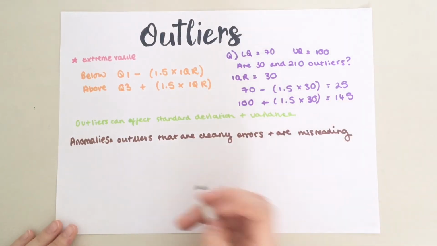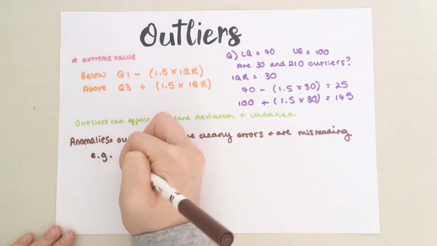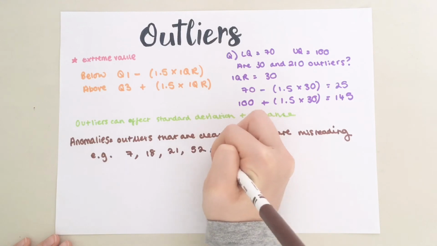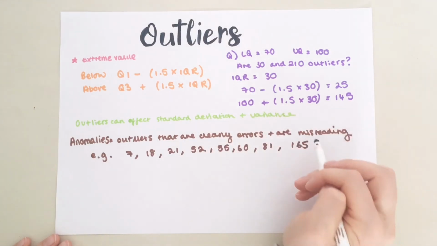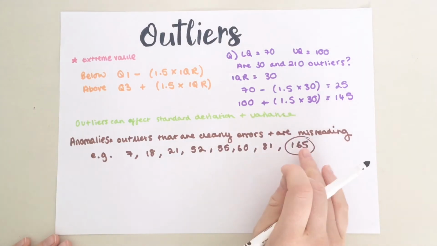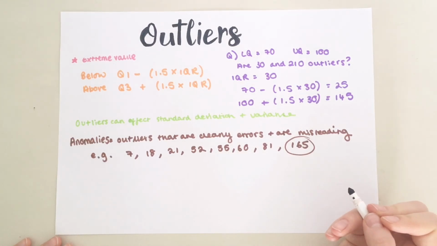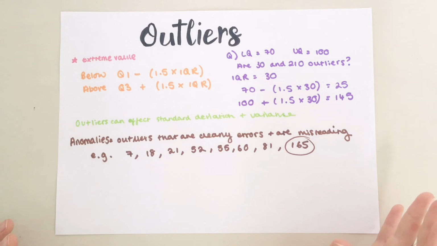For example, if you had all the ages of people at a party, 165 is clearly an anomaly because it's not possible. Anomalies can be due to experimental or recording errors. Removing anomalies from data is known as cleaning the data.